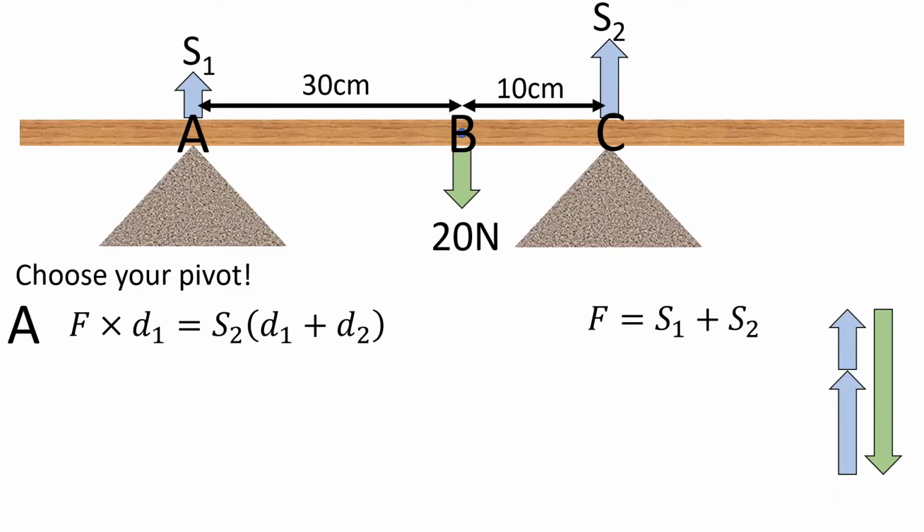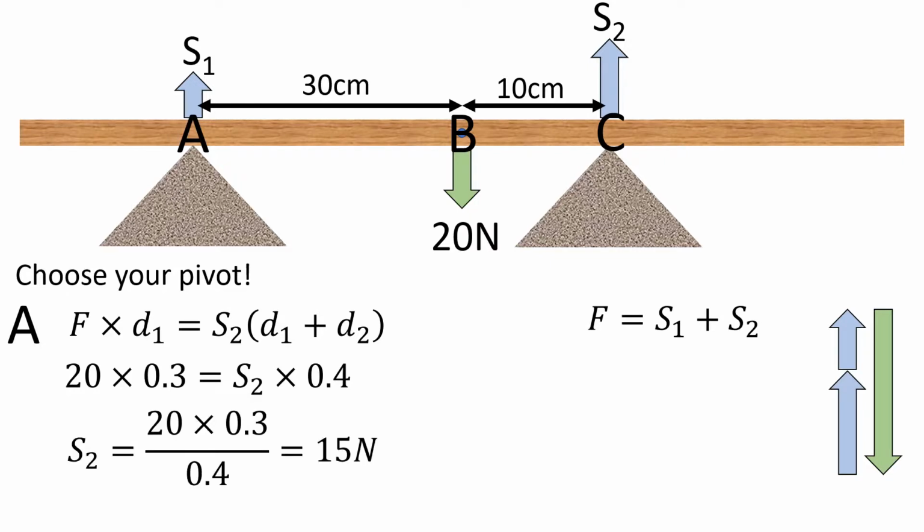So we'll start by substituting in some numbers. Instead of F, we're going to write the 20 newtons that we've been given. Instead of D1, we're going to write 0.3. Now S2, we don't know, and is what we're going to look for. Meanwhile, the total distance from S2 to the pivot A is 0.4 meters. Once we've done that, it's simply a matter of making S2 the subject of the formula and finding our answer for the support force 2, which is 15 newtons. So the force acting upwards at S2 is 15 newtons.